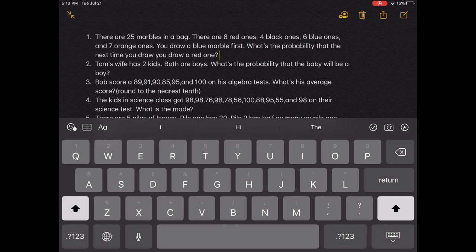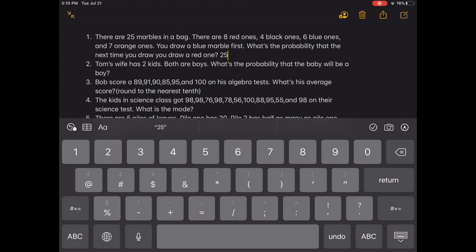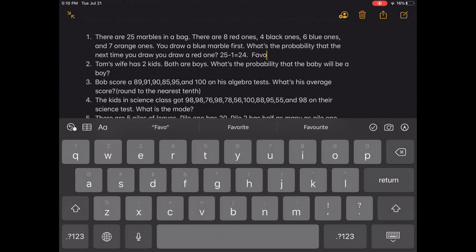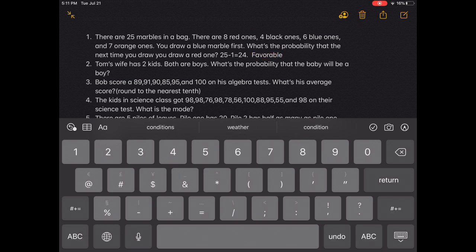So starting at number 1. There are 24 marbles in a bag. There are 8 red ones, 4 black ones, and so on. So you draw a blue marble first. So that's 25 minus 1, and that would be 24. The minus 1 is because you already drew a marble.